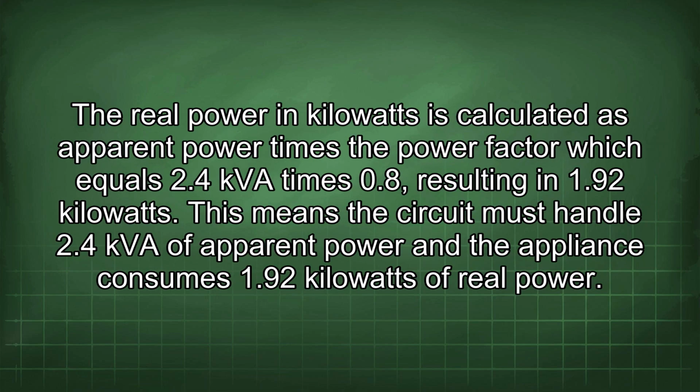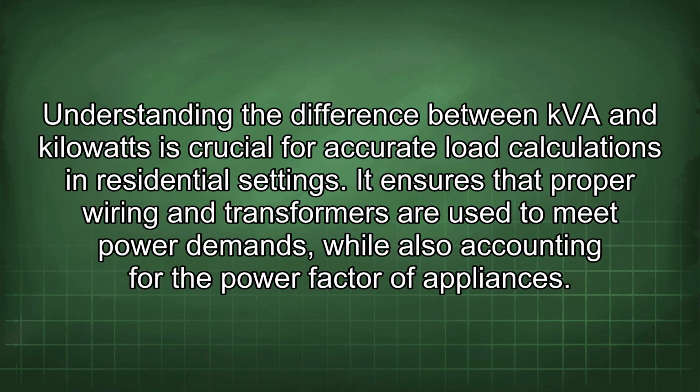The real power in kilowatts is calculated as apparent power times the power factor, which equals 2.4 kVA times 0.8, resulting in 1.92 kilowatts. This means the circuit must handle 2.4 kVA of apparent power, and the appliance consumes 1.92 kilowatts of real power. Understanding the difference between KVA and kilowatts is crucial for accurate load calculations in residential settings.